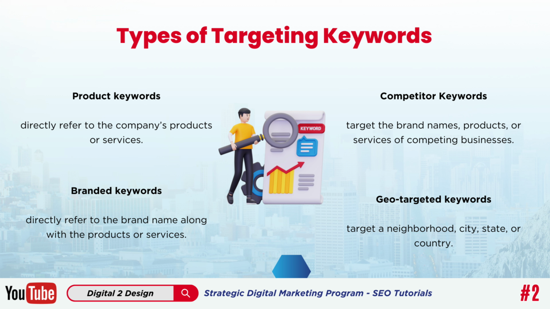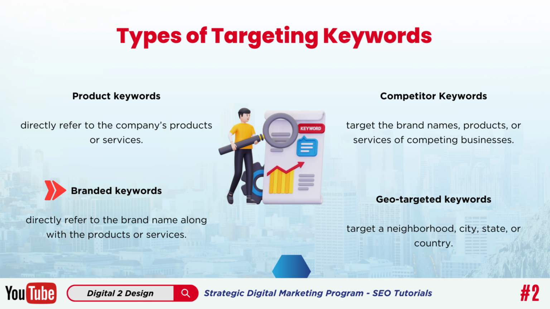Next, let's look into types of targeting keywords. There are 4 types of targeting keywords: product keywords, branded keywords, competitor keywords, and geo-targeted keywords. Product keywords include the company's products or services. For example, customized Puma shoes is a product keyword because it contains both the product and brand name. These are useful for e-commerce or single product websites.